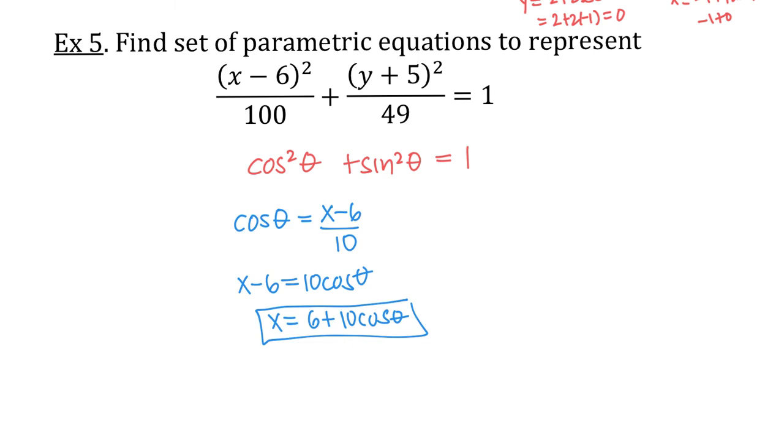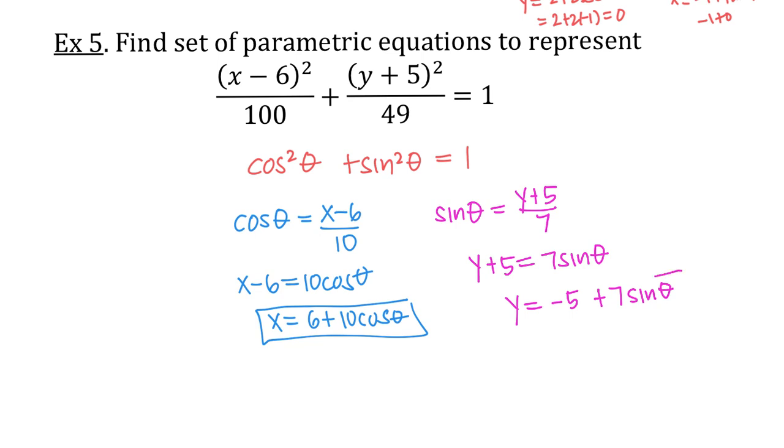Now let me look at sine squared theta. I'm assuming that this represents this. If that's the case, then the sine of theta is equal to y plus 5 over 7, because that's what was squared. And then I'm just going to rearrange this so I can solve. So y plus 5 equals 7 sine theta, and then y equals negative 5 plus 7 sine theta. Those are my two parametric equations. And again, there's more than one way to do it, so you could have a different answer that's also correct.